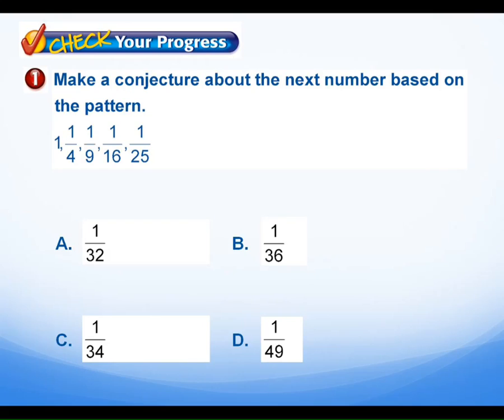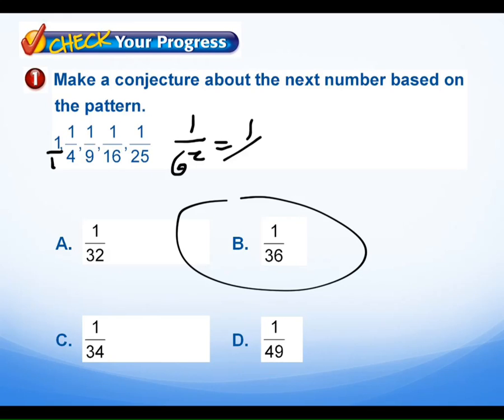This one's a little more difficult. Start with 1, 1/4, 1/9, 1/16, 1/25. What do we know about the denominators here of all these numbers? Well, the denominator here is 1, just don't write it. 1 squared is 1, 2 squared is 4, 3 squared is 9, 4 squared is 16, 5 squared is 25. So this is going to be 1 over 6 squared, which is 1/36. That's my conjecture. My conjecture is the next number is 1/36 by using inductive reasoning.